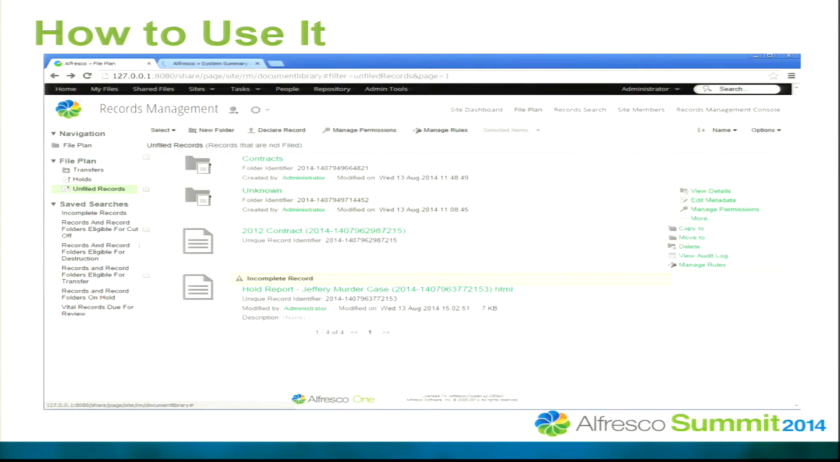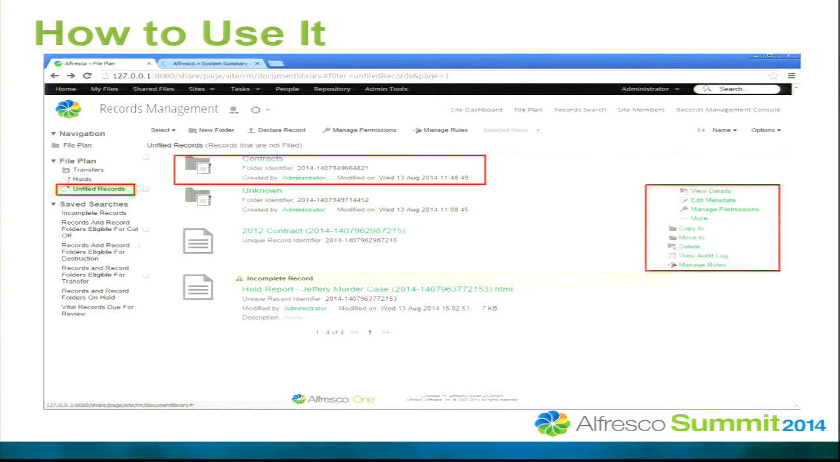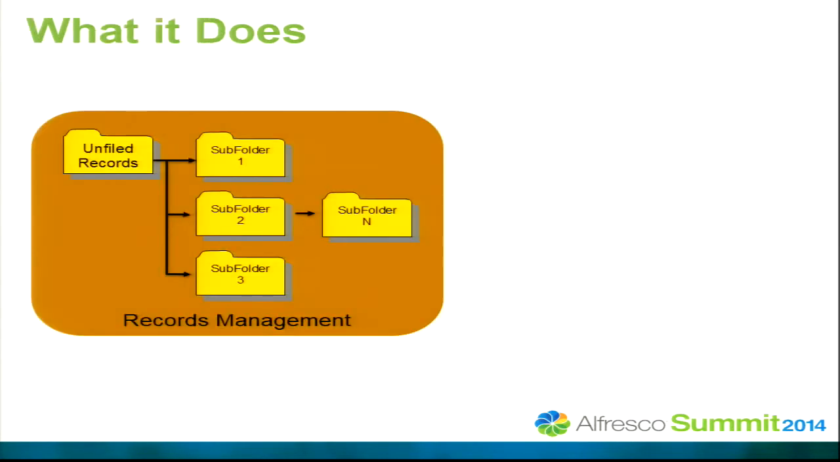So here's a picture of the Unfiled Records folder with a couple of subfolders in it there. And I'm going to go through that pretty fast. Basically what happens there is that you can come in here, you can manage rules and do different types of folder operations on those just like you would in Alfresco.